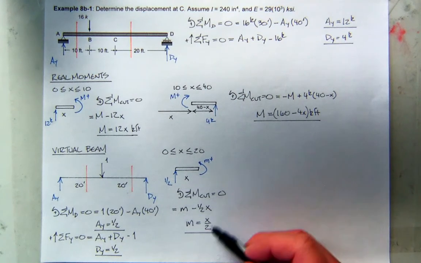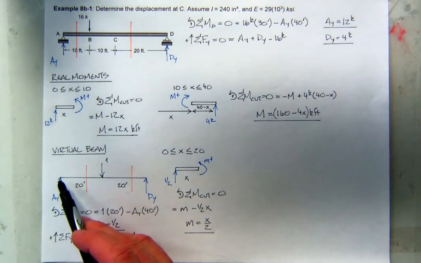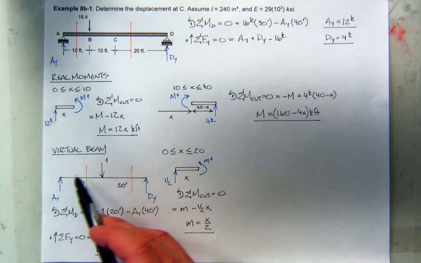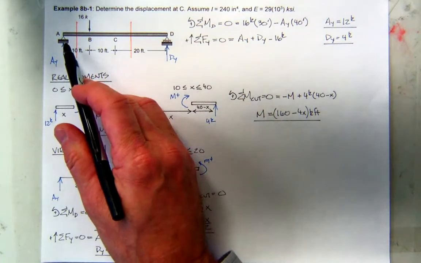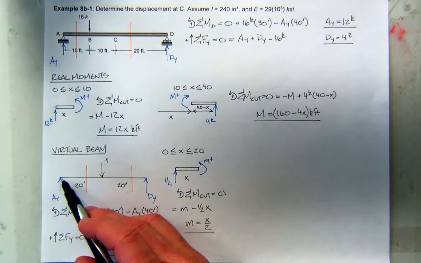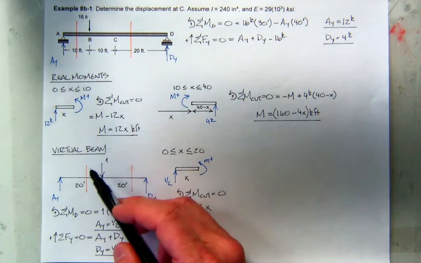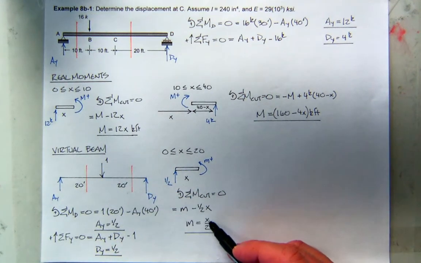Well, does that work? We're looking in this range here from 0 to 20. Do I know the moment anywhere? Yeah, at A. A is a pin, so the moment at A should be 0, even in this virtual load case. And you can see if you put in x equals 0, you do get 0 moment.